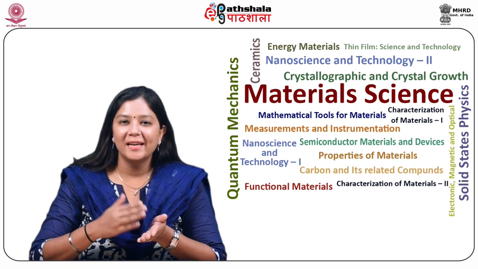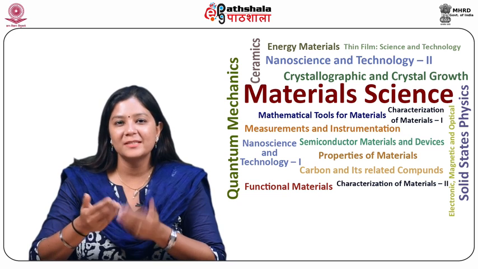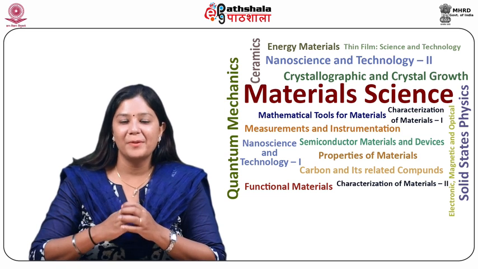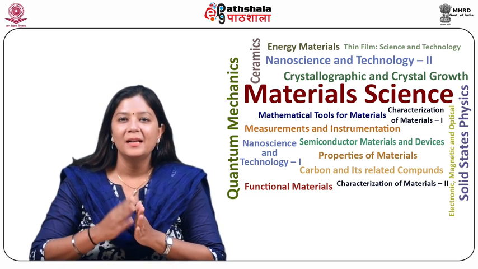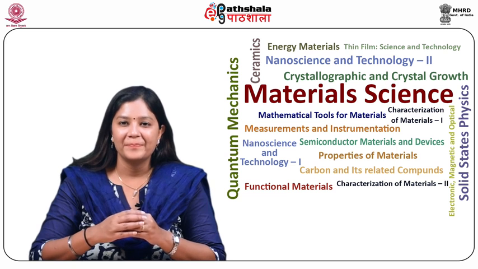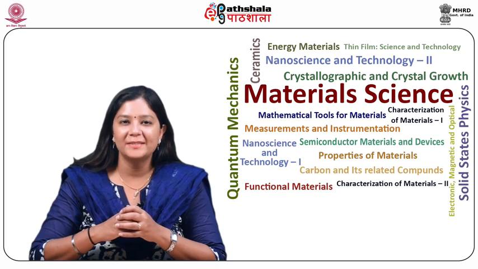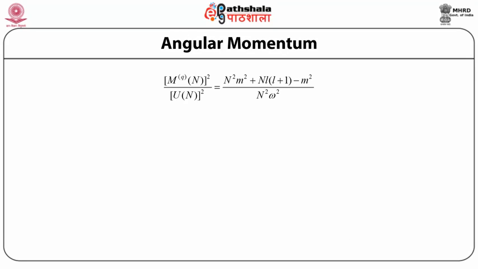If, however, the radiation contains many photons, in the classical limit, the mean square value of the transverse components can be made negligible compared to the z component. It can be shown that for a state containing n photons, ⟨m_q²⟩_n/u_n² = [n²m² + nL(L+1) − m²]/(n²ω²).